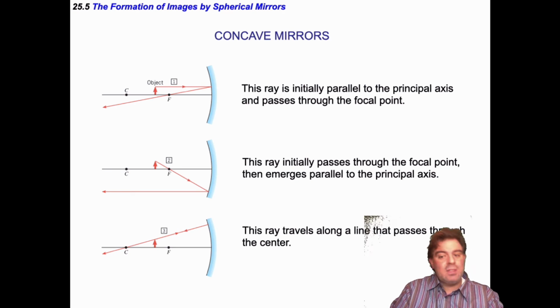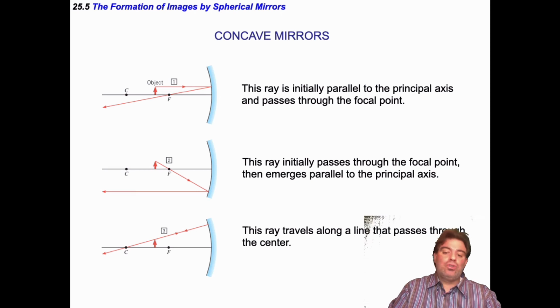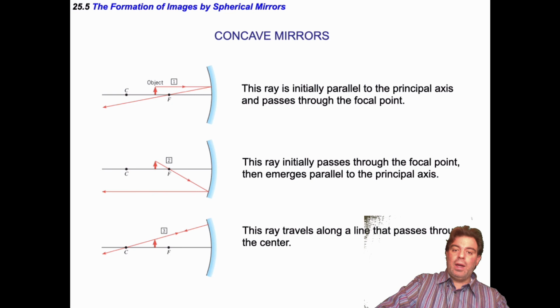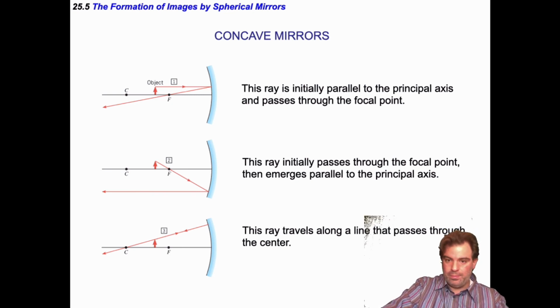So that's the first one. The second one is now exactly the opposite. The light ray passes through the focal point, goes to the mirror, and then reflects parallel to the principal axis, as we just discussed. And then finally, the third light ray travels along a line that passes through the center. So in other words, you're going to draw again from the tip of the arrow. It's going to go to the mirror, reflect backwards, and it's got to pass through the center axis. And where all three of those light rays meet, that's where the image is going to form.